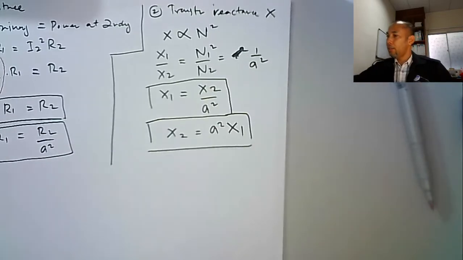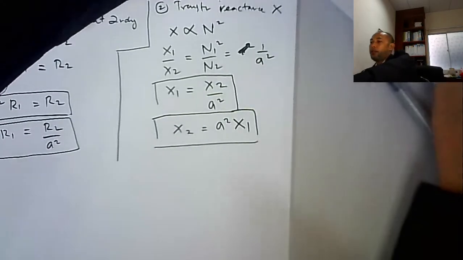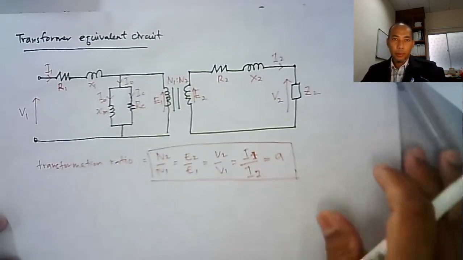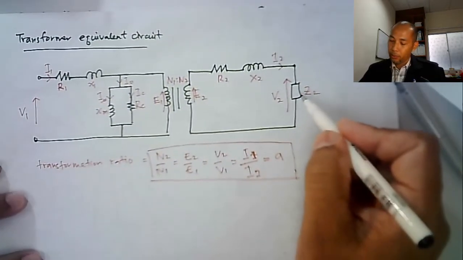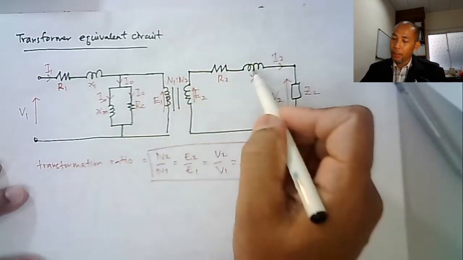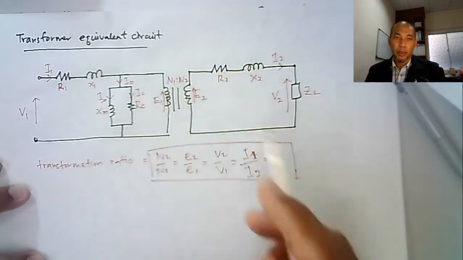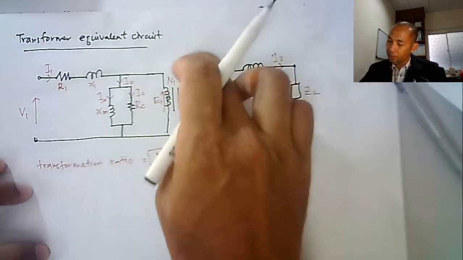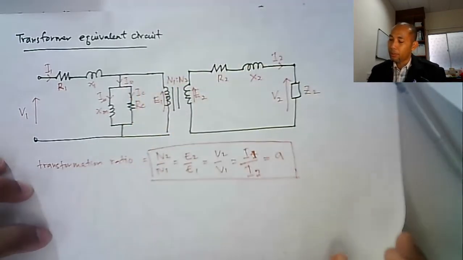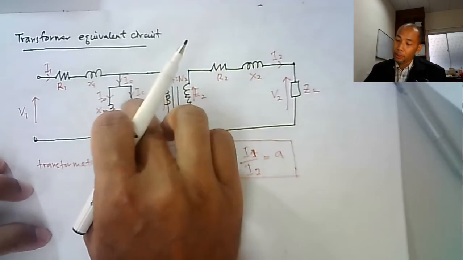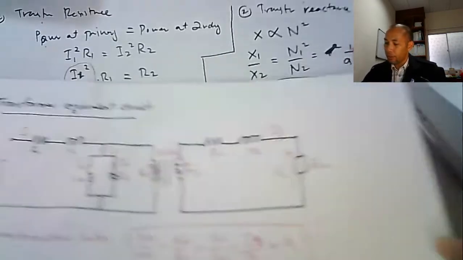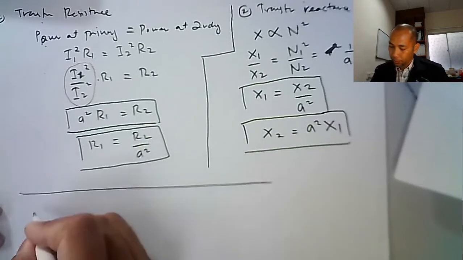Now here we have ZL, we want to transfer to primary. R2 we can transfer to primary. X2 also we can transfer to primary. So we are finished. The secondary parameters we can transfer to primary. Okay, how about V2?